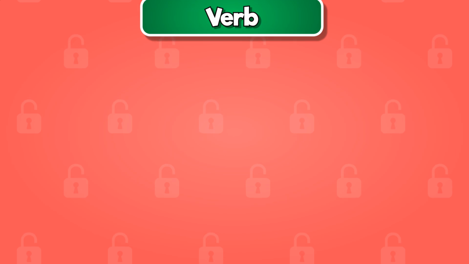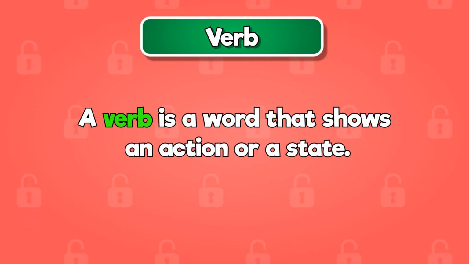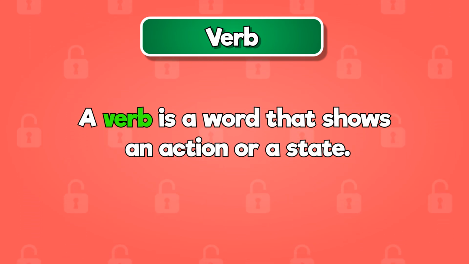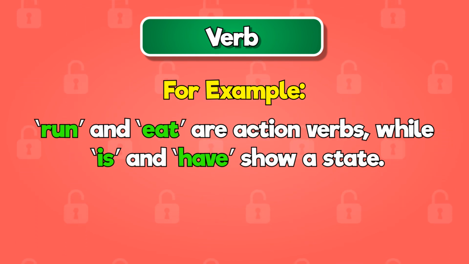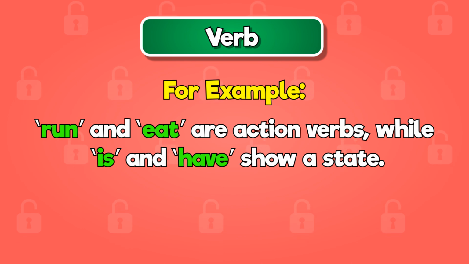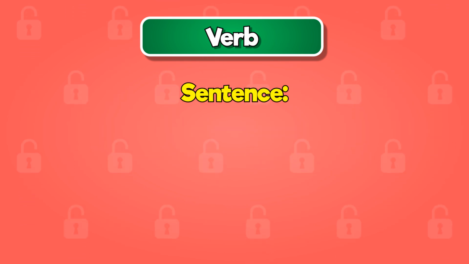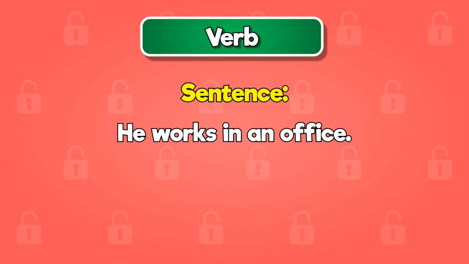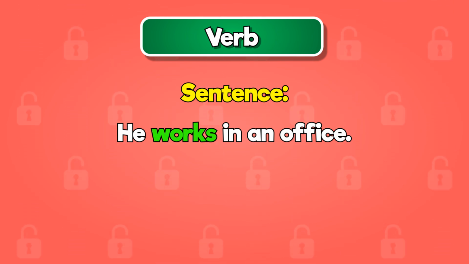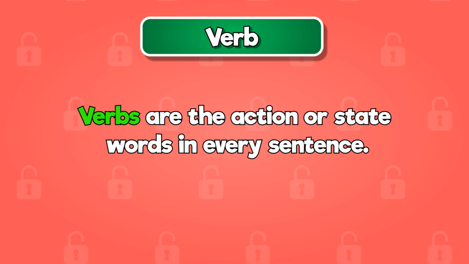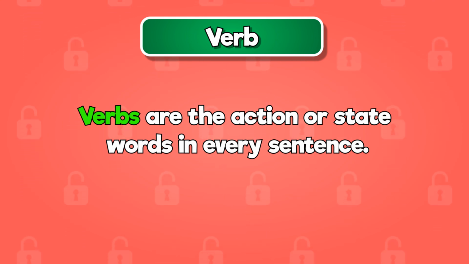Next, we have verbs. A verb is a word that shows an action or a state. For example, run and eat are action verbs, while is and have show a state. Example sentence: he works in an office. Here, the verb in the sentence is works. Remember, verbs are the action or state words in every sentence.